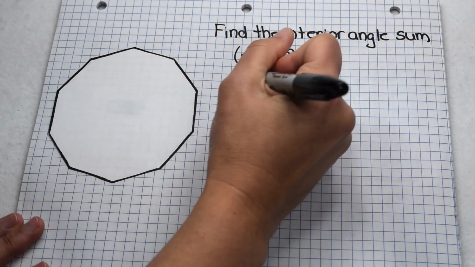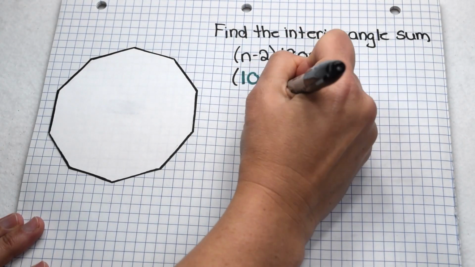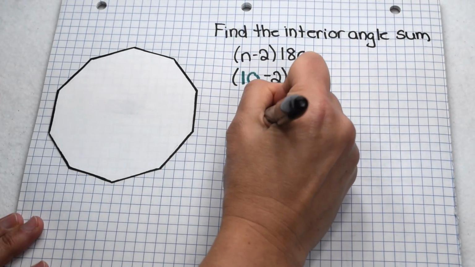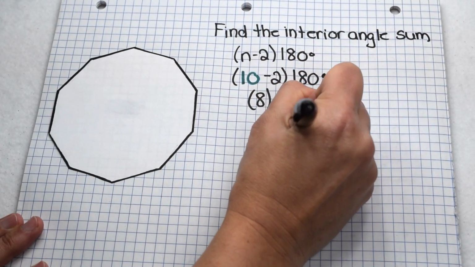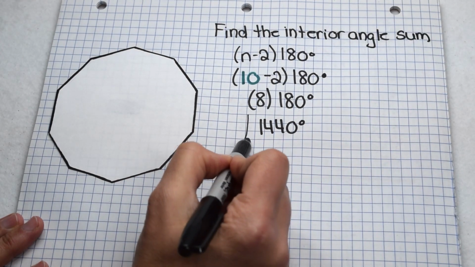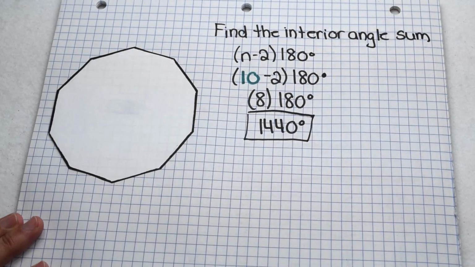Well, 10 minus 2 gives me 8, so we're going to be multiplying 8 times 180. 8 times 180 comes out to 1,440 degrees. So this tells me the interior angle sum of a regular decagon is going to be 1,440 degrees.